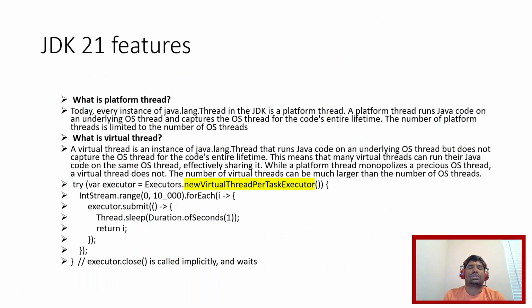Here, virtual thread and platform thread are very much self-explanatory. Every instance of java.lang.Thread in the JDK is a platform thread. A platform thread runs Java code on an underlying OS thread and captures the OS thread for the code's lifetime. So your code always runs within the OS thread. It will not go beyond that.